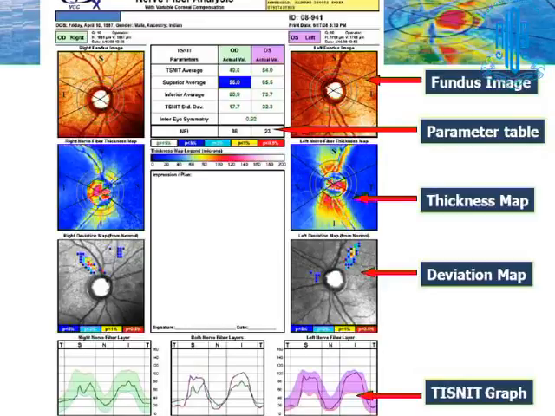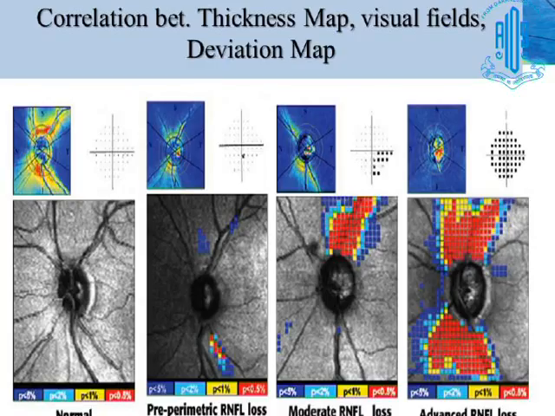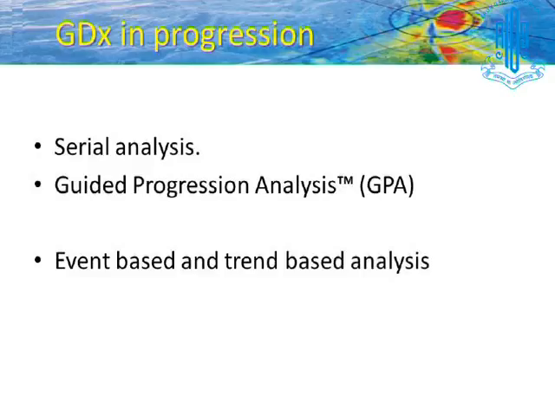The printout of a single examination looks like this, where there is a fundus image, parameter table, thickness map, deviation map, and TSNIT graph. All these data can be compared with the visual field in its total deviation plot. For progression, there are two softwares available. One is serial analysis and the second is guided progression analysis. Both give us event-based as well as trend-based analysis.